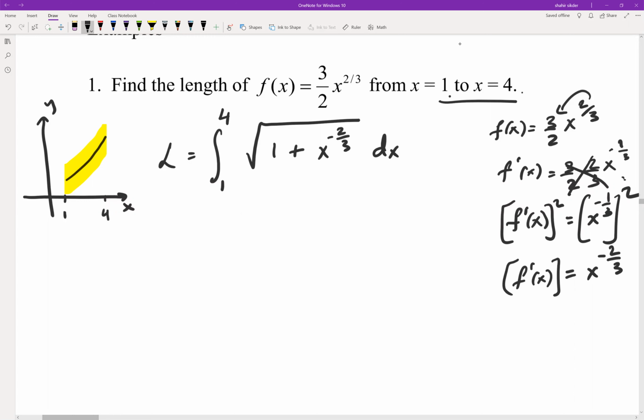Okay, now it might not look like we know how to solve this, but we do know how to solve this. Anytime you get stuck doing an integral problem, you probably want to clean up your algebra. So let's look at some of our algebra skills here.